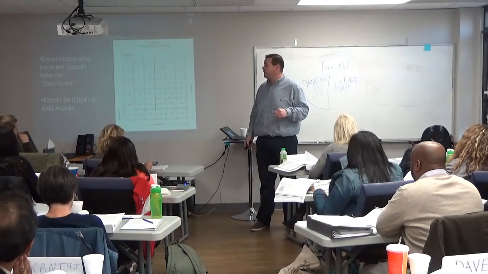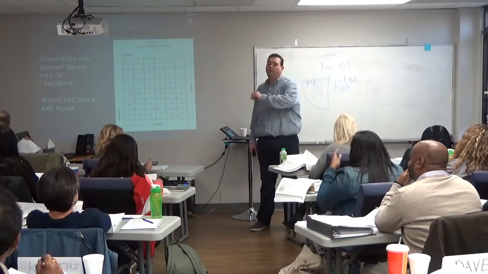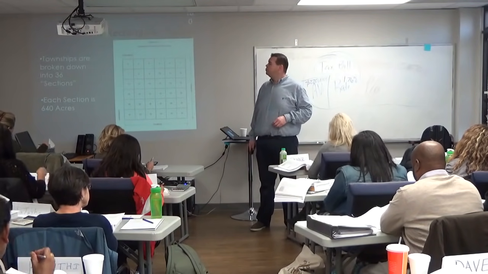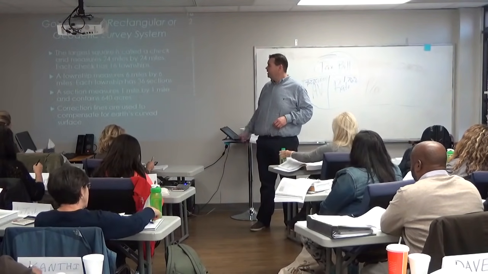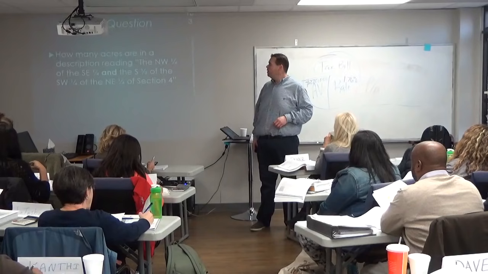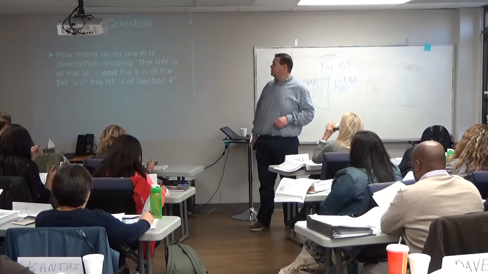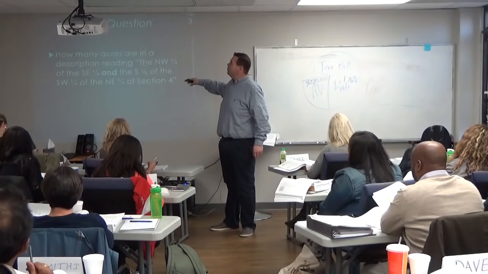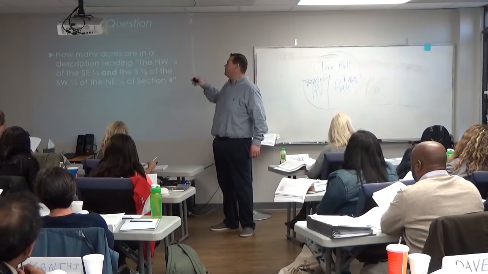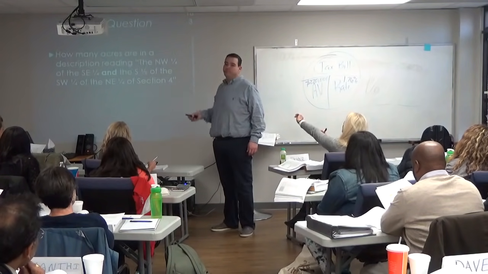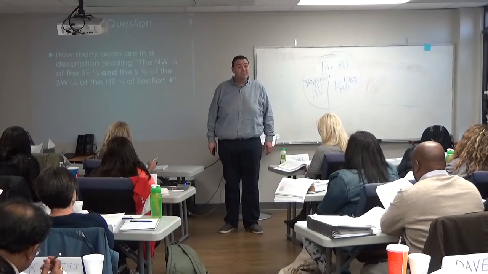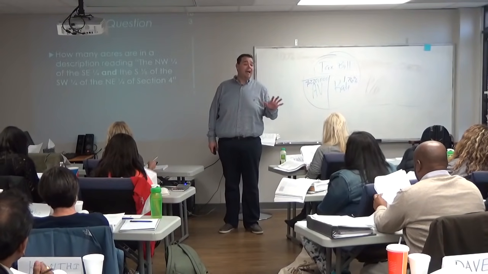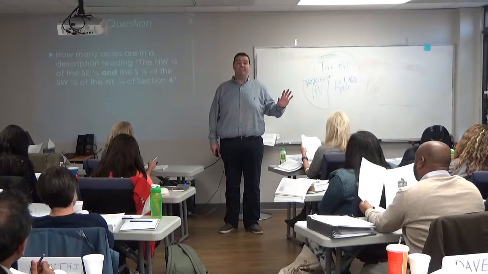But the nice thing about the government rectangular survey is that every section is always what? 640 acres. That's going to be really important to you. Because when you start reading these descriptions, you start seeing the northwest quarter of the southeast quarter, the southern half of the southwest quarter of the northeastern quarter of section four. You're like, what? It seems like the most daunting thing ever. It's actually the most genius thing ever.